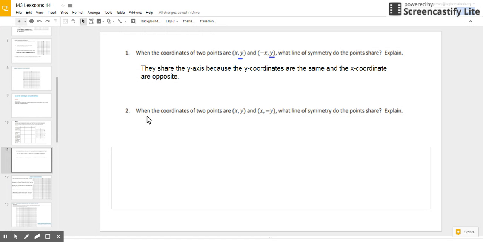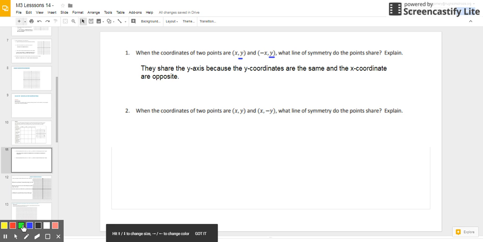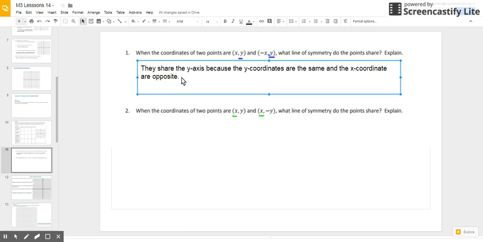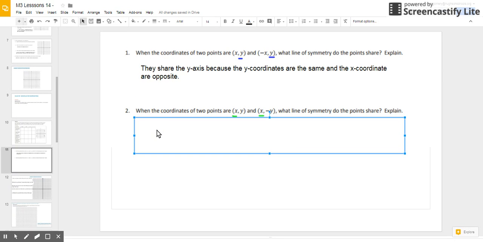This is when the coordinates of 2 points are positive x and positive y, and positive x and negative y. What line of symmetry do these points share? Well, almost the exact same question, except now instead of the y's being the same, the x's are the same, and the y's are opposites. So this answer is pretty much the same thing as this one, except now instead of the y-axis, it's the x-axis. So we're pretty much just changing out the x's and y's. It's pretty much the exact same question, except now we're just taking the opposites.